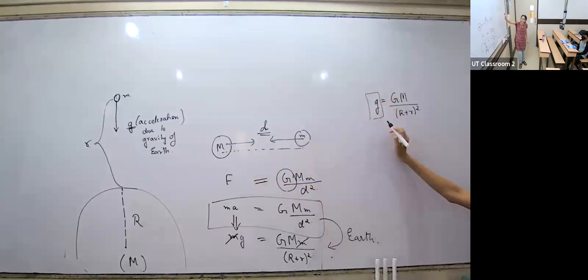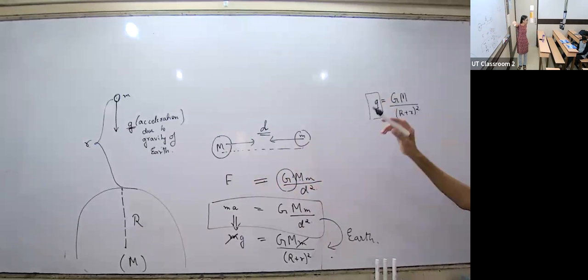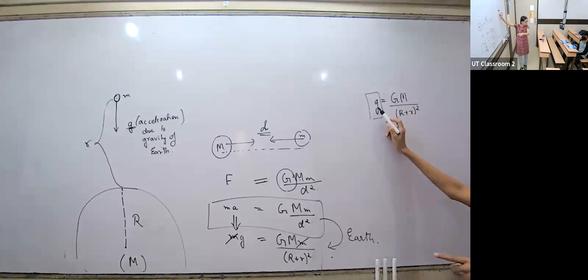We get the acceleration due to gravity formula, which is the gravitational constant into the mass of the Earth upon (R plus r) square, where R is the radius of the Earth, and this small r represents the distance of the body from the surface of the Earth. Is this clear? Now this g is the gravitational acceleration of the body on Earth, right?